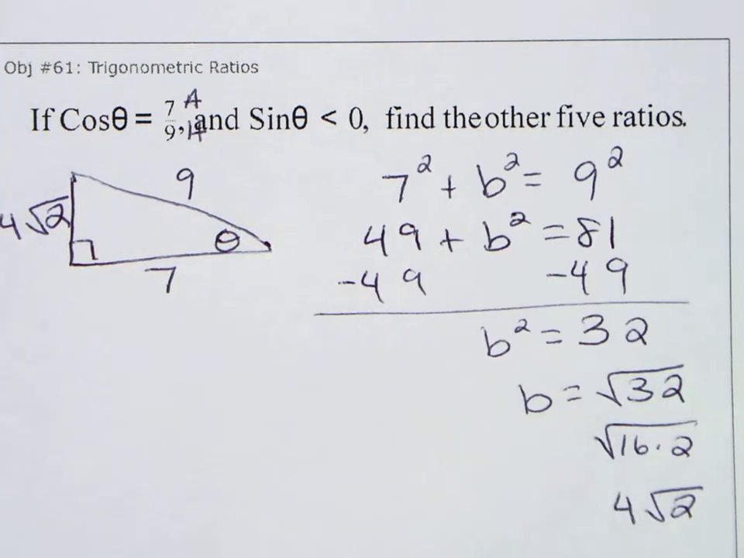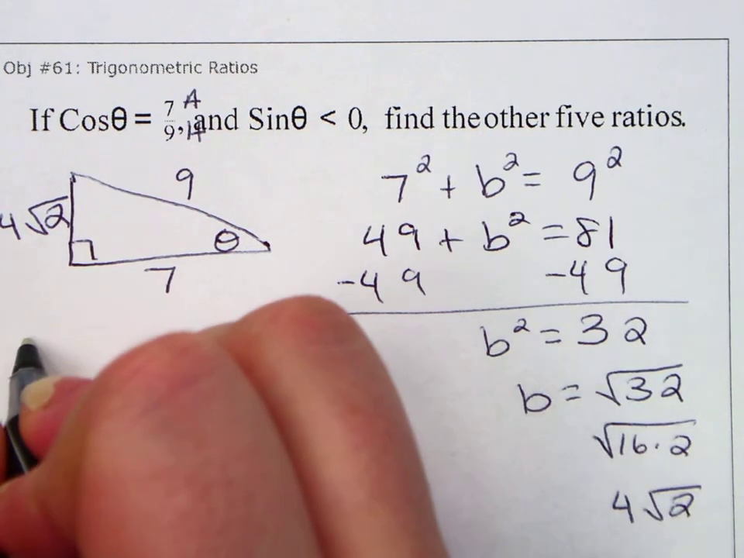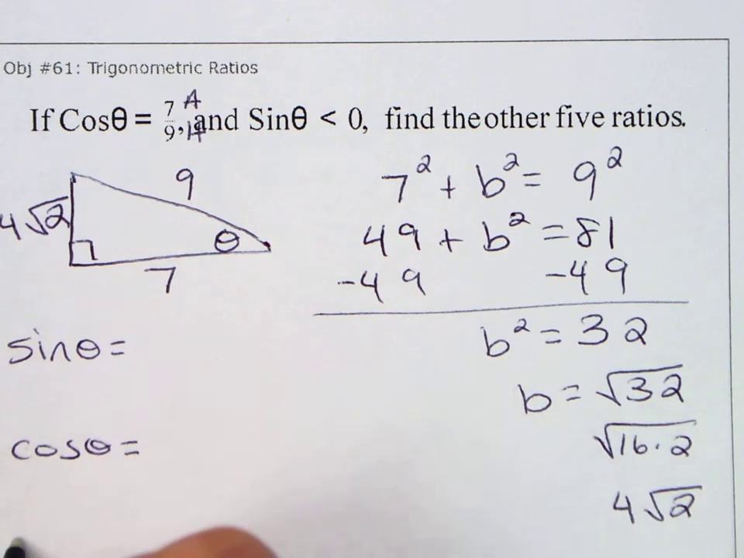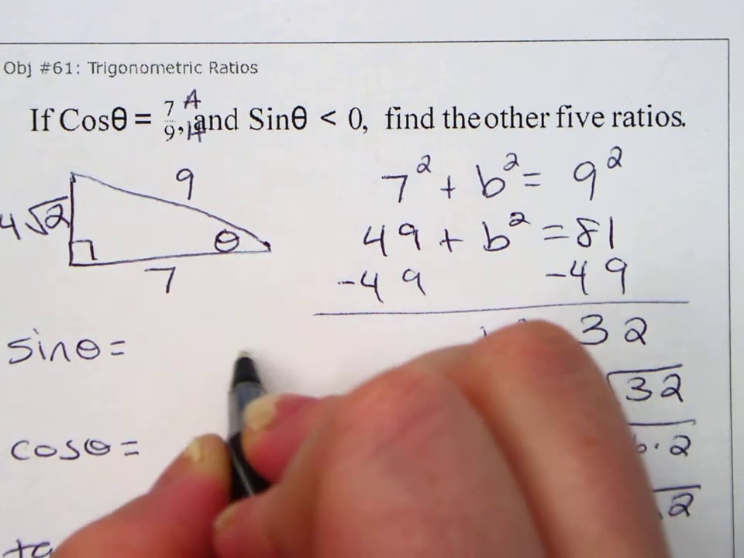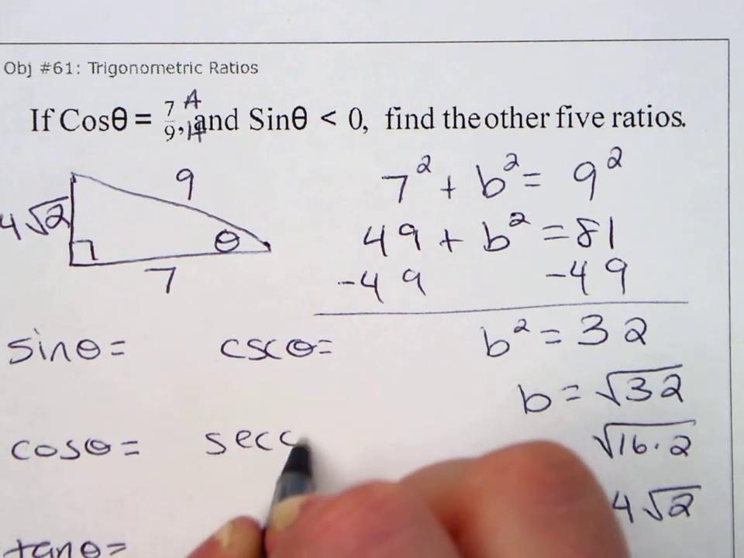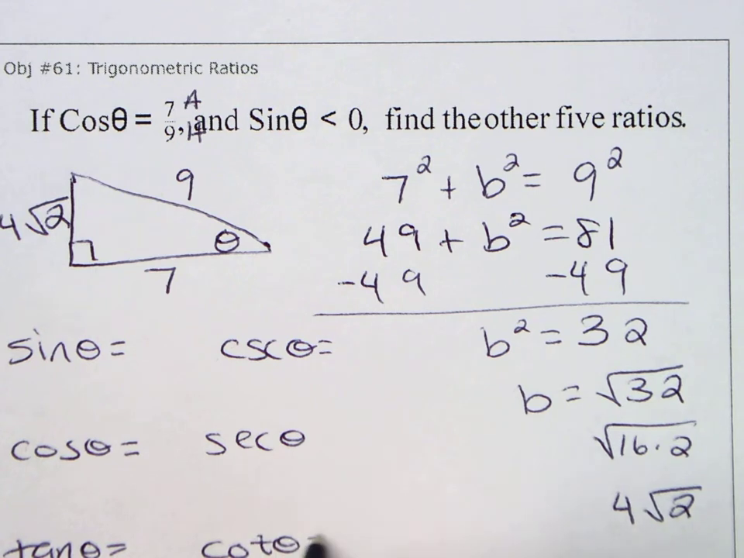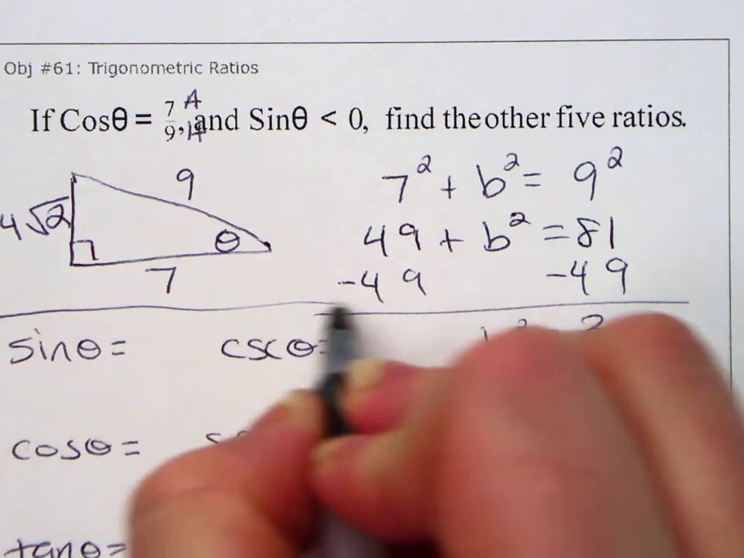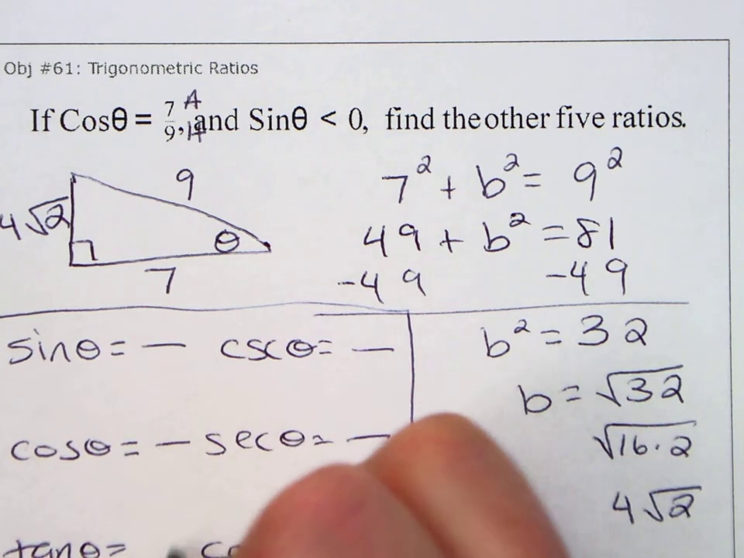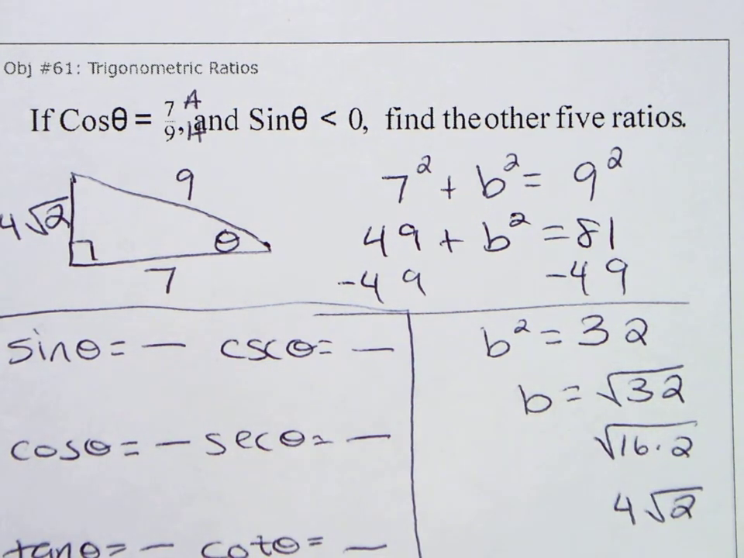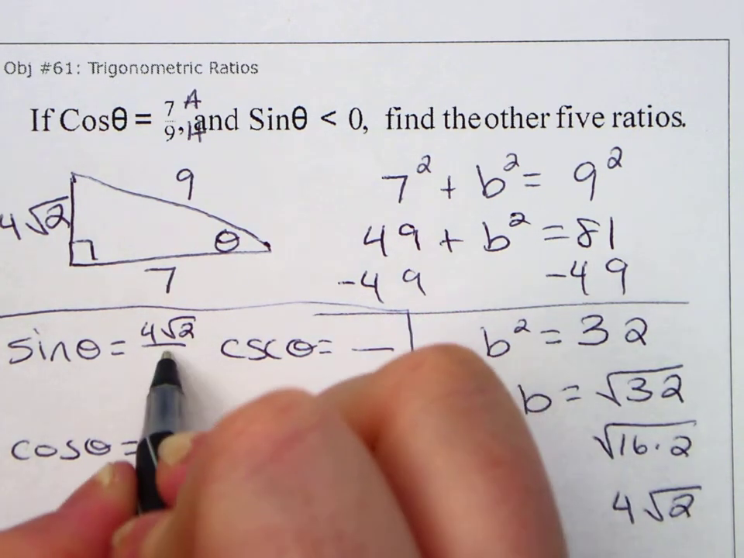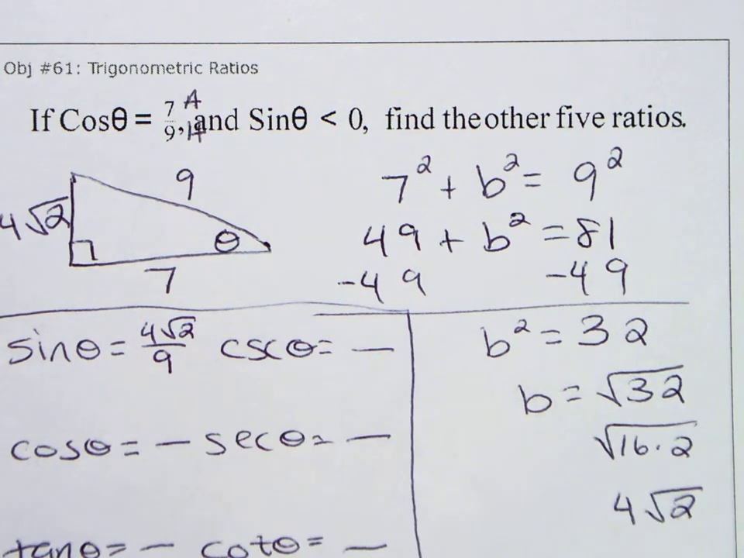Okay. All right. Now I got to list everything. Sine of theta, cosine of theta, tan theta, cosecant theta, secant theta, cotan theta. Put this in a box. All right. What is sine of theta? Opposite, 4 radical 2 over hypotenuse, 9. Cosine we have, 7 over 9.